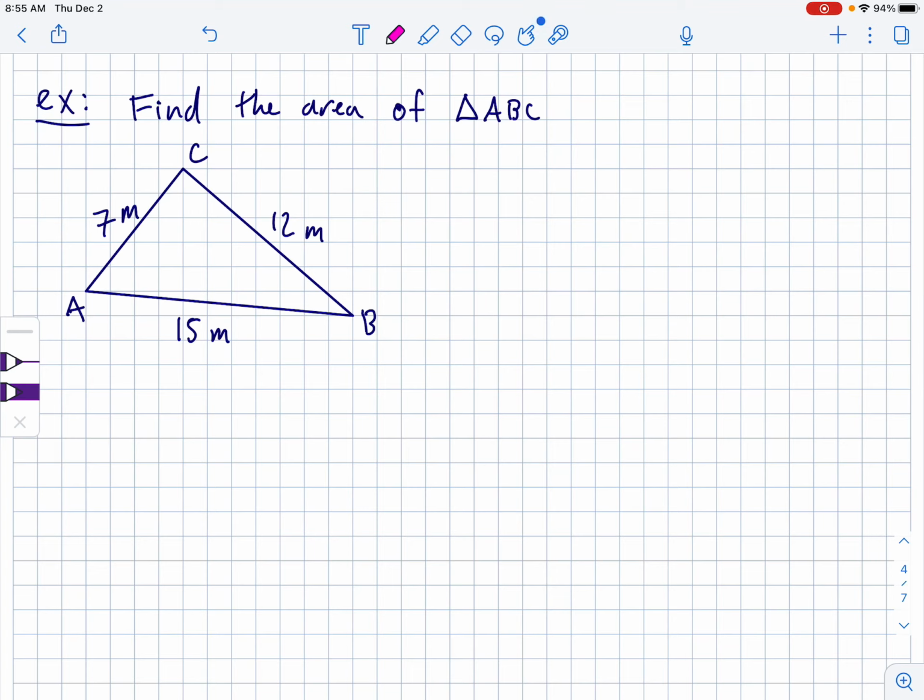Next up, find the area of triangle ABC. Well, to find the area of triangle, we need one of the angles. So once again, don't forget about every tool you already have to find angles. I'm going to find angle C using the law of cosines.